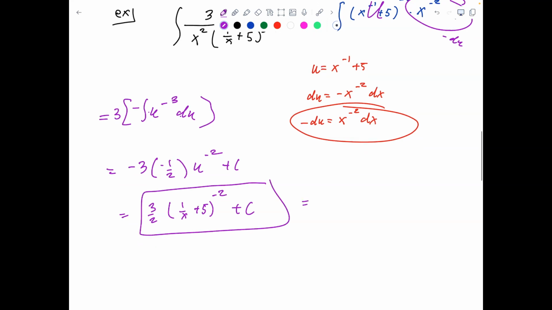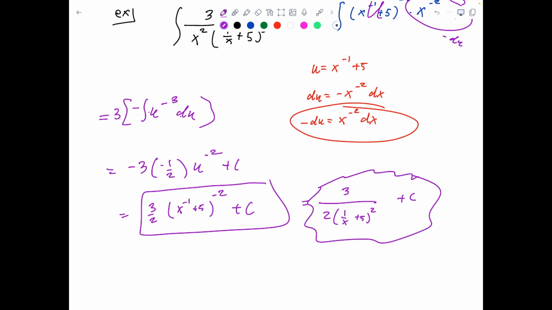Now, of course, if the problem said to write this answer as x to the -1 plus 5, fine. However, if the problem tells me to write it with only positive powers, I might say that this is 3 over 2 parentheses 1 over x plus 5 squared plus c. That is the same thing. That's the same answer, just not written with negative powers. Sometimes when you look at the answer on a multiple choice, you need to know that those are equivalent.